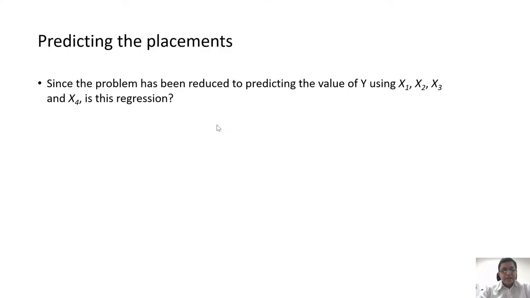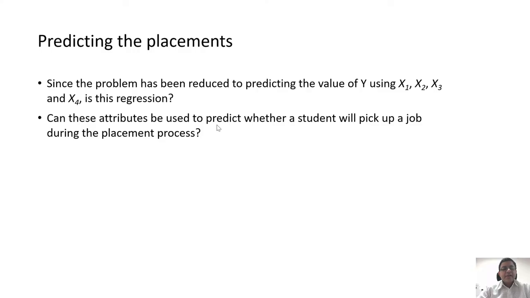The answer is, it is a regression problem. Unfortunately, it is not a straightforward regression problem. It is what is called a logistic regression problem. Why is it a logistic regression problem? Because our response variable is a categorical variable. Our response variable is a yes-no question. Our response variable doesn't take continuous values, okay? Therefore, this problem cannot be solved using the regular regression method.